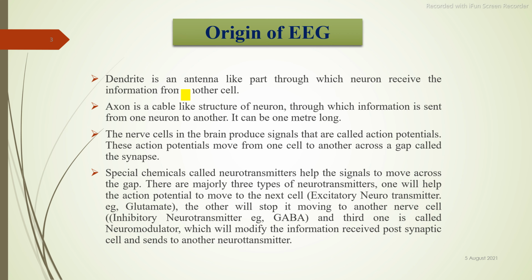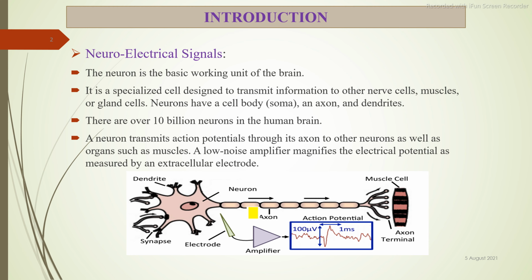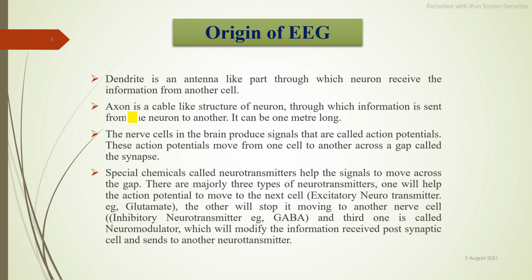And coming to the second part of the neuron, that's an axon. If you see the figure over here, the axon is a long structure. That's why the axon is a long cable-like structure which can be even 1 meter long. So the definition of an axon is: a cable-like structure of the neuron through which information is sent from one neuron to another neuron, and the length can be almost 1 meter.